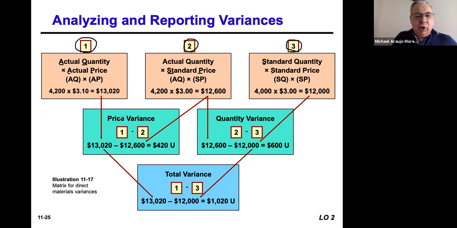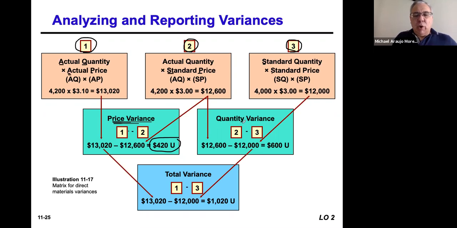Okay. In order to identify the total price variance, we need to look at two things, right? The actual price paid, which is what number 1 tells us, with the standard price based on what we actually use, which is what number 2. So that $420 unfavorable difference reflects on the price of the materials.